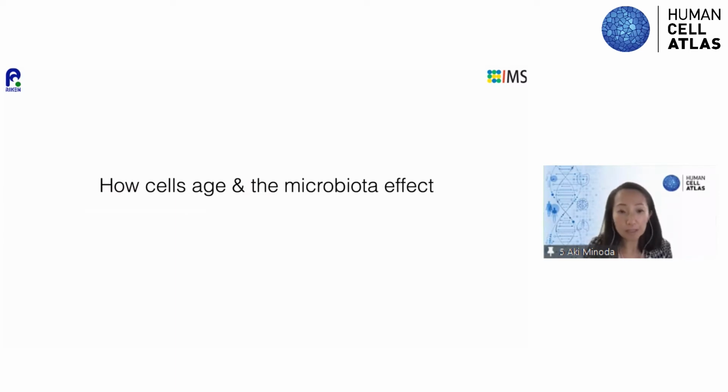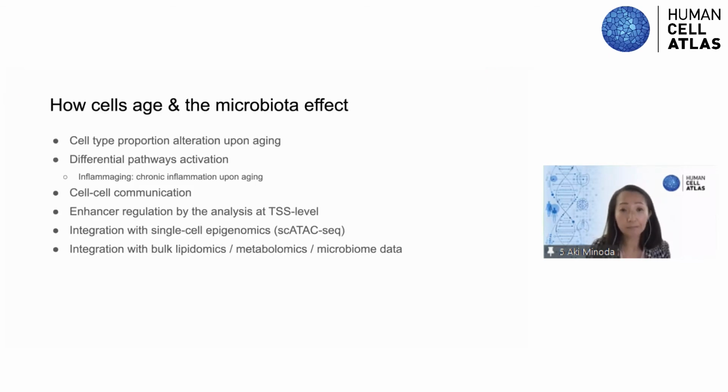So what we want to know is how do cells age, and what is the effect of the microbiota on that? So these are some of the things that Ren Chen and Tommy are analyzing at the moment. So of course, we can look at cell type proportion changes during aging, and differential pathway activation amongst the cell types. Cell-to-cell communication is something we're interested in analyzing as well. And of course, we have the transcription start site level resolution of the single cell data sets to also determine the changes at the enhancer regulation level.